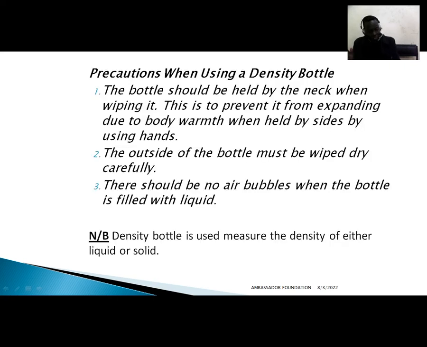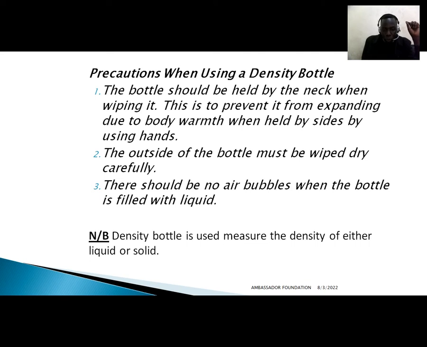Let us look at the 3 precautions that you are supposed to take as far as the density bottle is concerned. Precautions when using a density bottle. The bottle should be held by the neck when wiping it. When you hold it at the body, the heat from your body will make the density bottle expand.